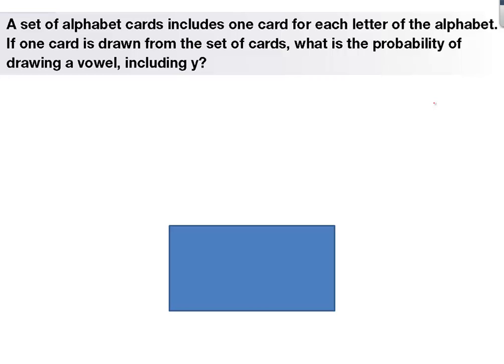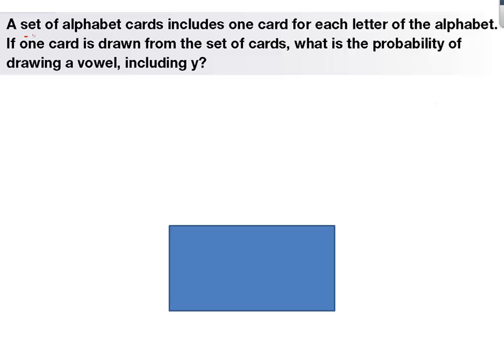If we have a set of alphabet cards, including one card for each letter of the alphabet, and one card is drawn from that set of cards, what's the probability of drawing a vowel, including a Y? Now, you might have to read that 3-4 times to try to figure out what it's even asking you. So just slow down and let's pick it apart a little bit.